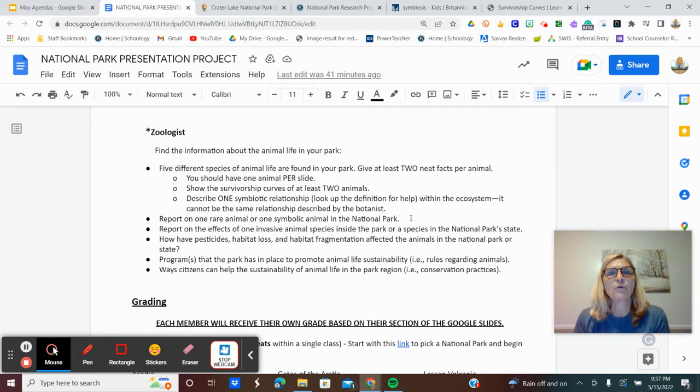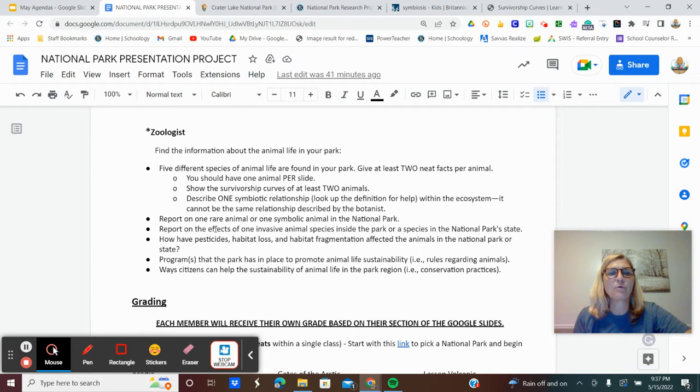Now, if you were doing Oak Openings, the rare animal would be, I'm forgetting the name. It's a blue butterfly, and I can't remember the name right now in this video, but that's a really endangered butterfly, and I'll remember it as soon as I'm finished with this video. But you'll think of one for that national park, and you'll find out about it.